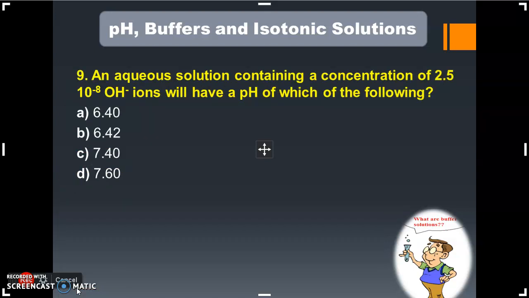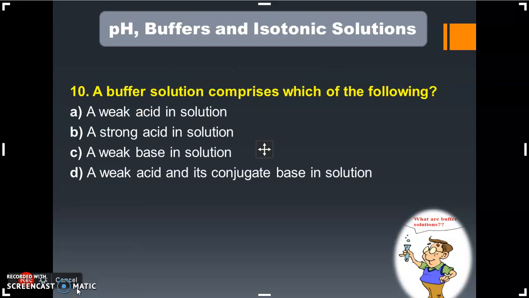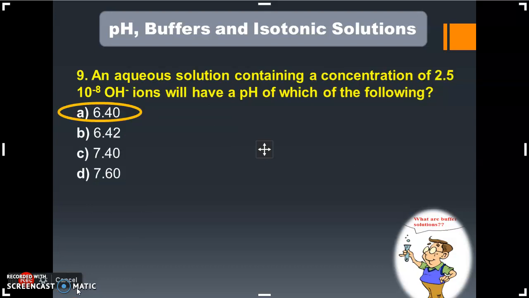An aqueous solution containing an OH minus ion concentration of 2.5 into 10 to the minus 8 will have the pH of which of the following? The options are 6.40, 6.42, 7.4 and 7.64. By using the formula you can get the answer 6.40.